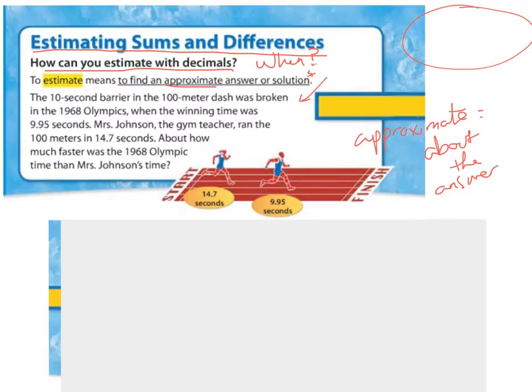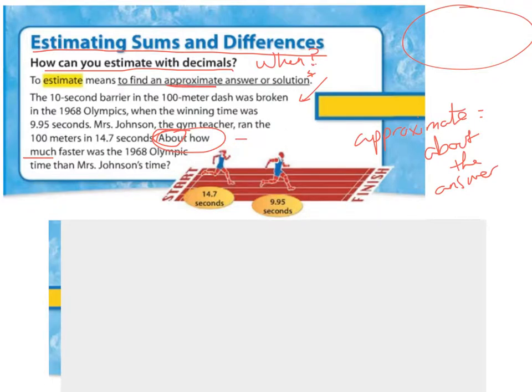About how much faster was the 1968 Olympic time than Mrs. Johnson's time? And there's a very important word in here that I want to clue, and it's "about how much." They didn't ask how much faster was the 1968 Olympic time than Mrs. Johnson's time, because that would just be subtracting and you're finding the actual answer. But when they say about, that's telling me that they want an approximate. They want around the answer, but they don't want the exact answer.